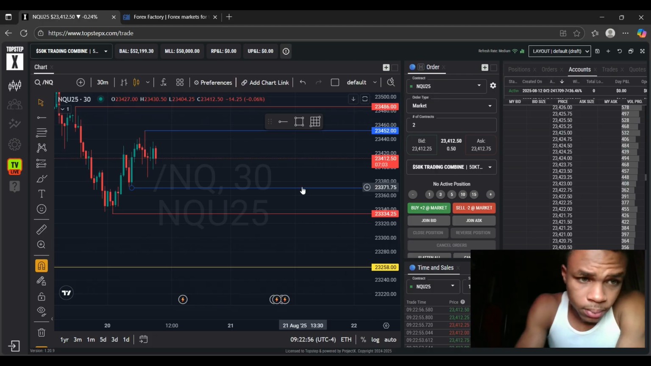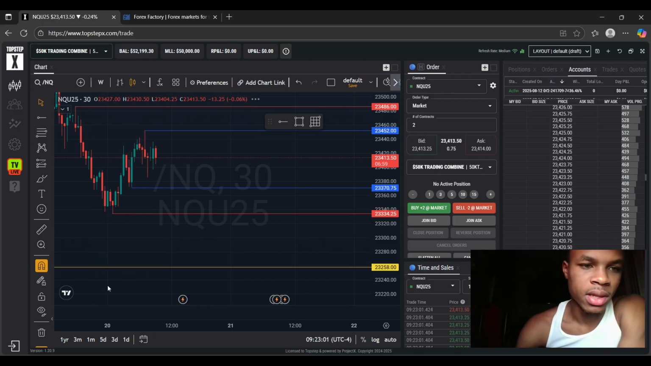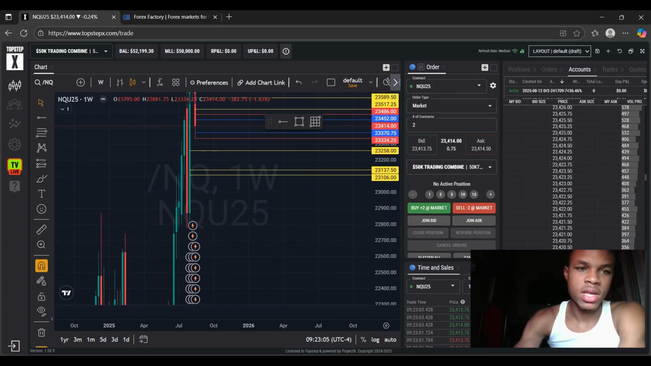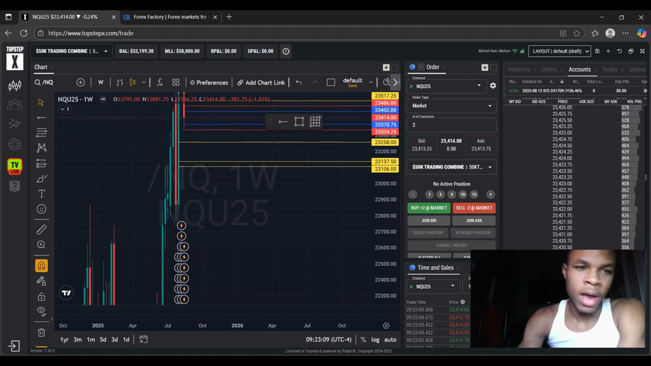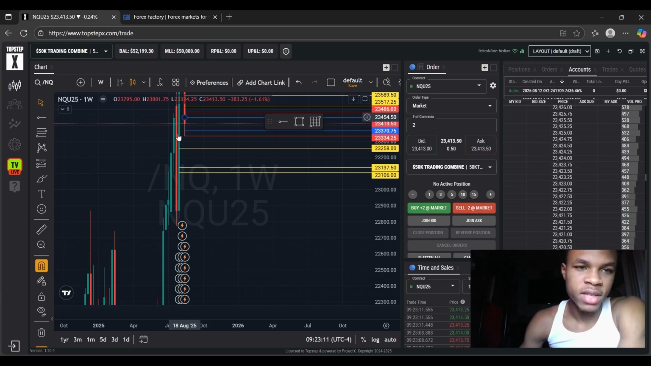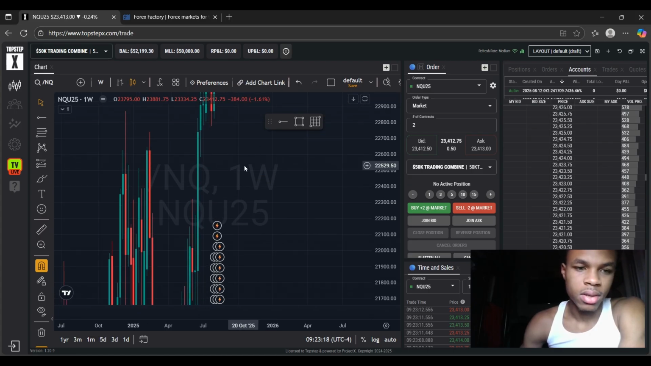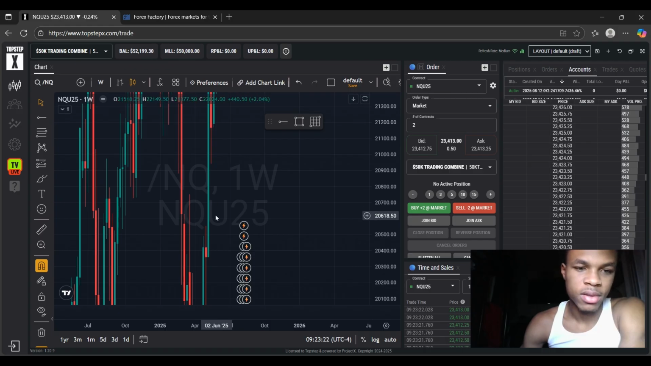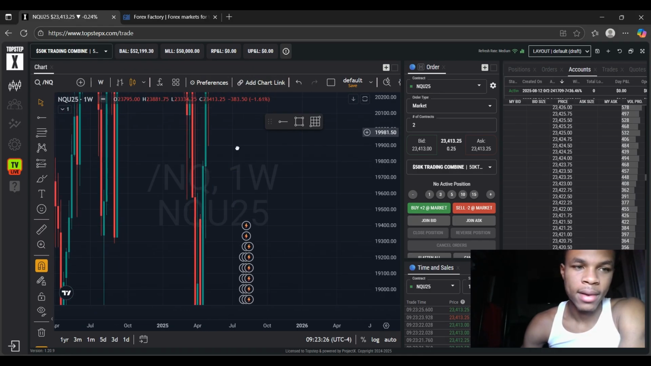But let's check out the higher time frames. On the 1 week, we're still on an uptrend. We just have a huge bearish candle coming down. But you see what happens when we get that. We get a displacement, rally up. So I think we're just getting another displacement and another rally up. Because look, it's displacement, rally up, displacement, rally up, displacement, rally up, displacement, rally.